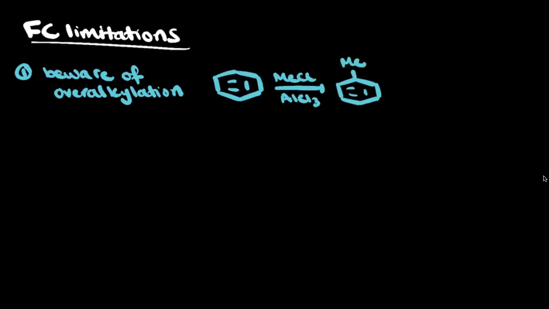Now you end up with toluene. Now toluene right here is more reactive than benzene. Why is it more reactive than benzene? Because an alkyl is an electron donor. It's electron donating, so that means that it's going to be activating the ring, right?